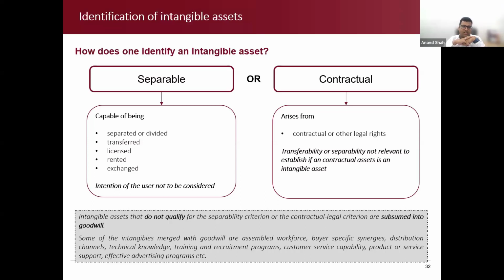So they have to be capable of being separated or divided, transferred or licensed or rented or exchanged, or they need to be contractual. That means that I have legal ownership of that asset. In the first case, when it's separable, the intention of the buyer does not dictate whether it's separable or not. It's supposed to be validated on a standalone basis. And any assets which do not qualify for the separability criteria or the contractual legal criteria are basically a part of goodwill.